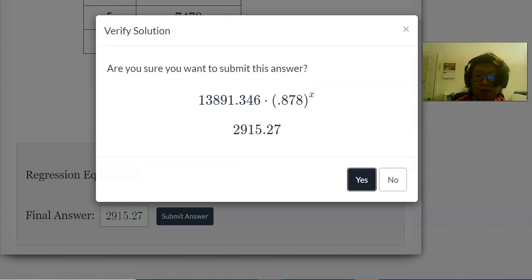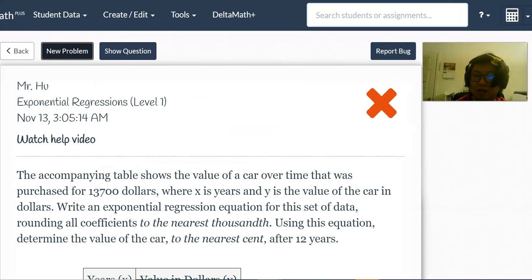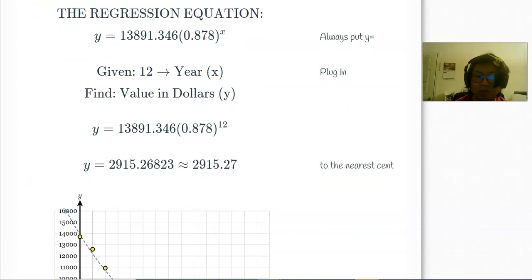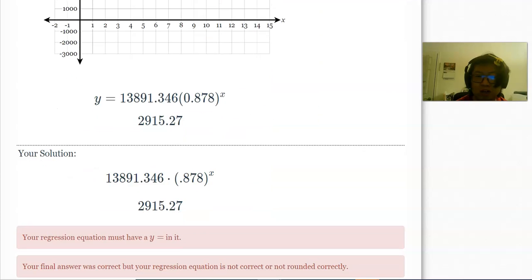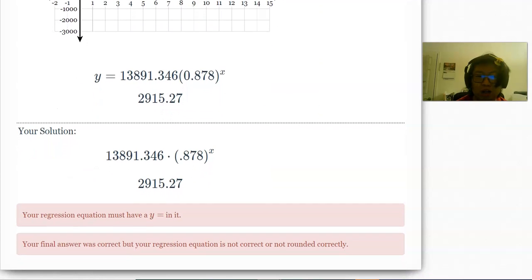I know Delta Math is a little finicky on this kind of stuff. It says no. Let's take a look at where we went wrong. Okay. Looks like, yeah, I got that 2915.27 right. Looks like they didn't like this form I had, and I didn't also include a y. So that actually hurt me there too. So the final answer was correct, but your regression equation is not correct. So, I mean, I was pretty close. I got the numbers all right, but I needed to include my y. So make sure you guys include your y's when you do this module in Delta Math.